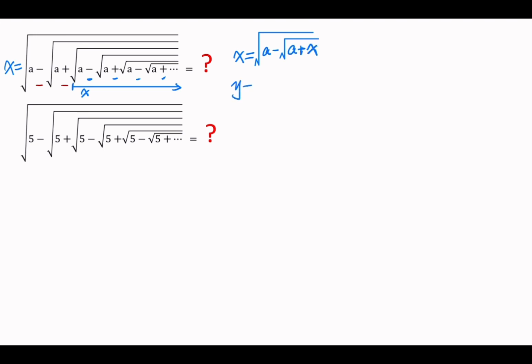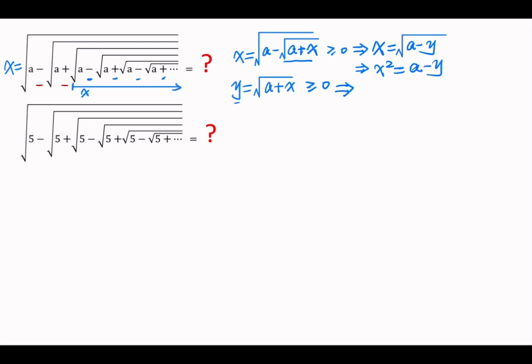Then if we let y equal square root a plus x, we know x is greater than 0 and y is greater than 0. So this equation can be written as x equals square root a minus y, because this part is actually y. If we square both sides, we get x squared equals a minus y. And then if we square this equation out, it is y squared equals a plus x.